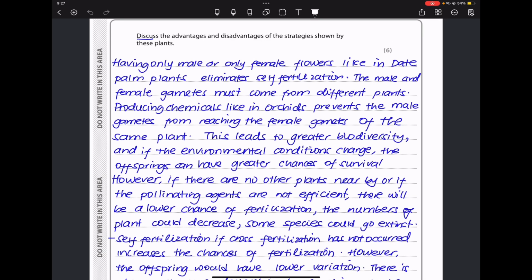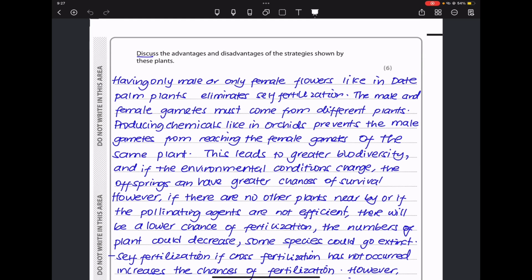So they say discuss the advantages and disadvantages of strategies shown by these plants. So I began with the first one: having only male or female flowers, like in date palm plants, eliminates self-fertilization.